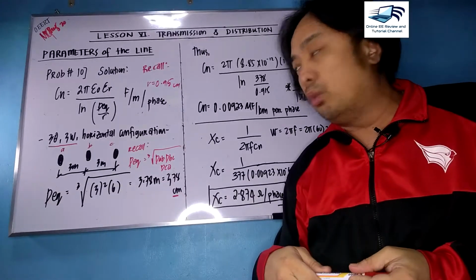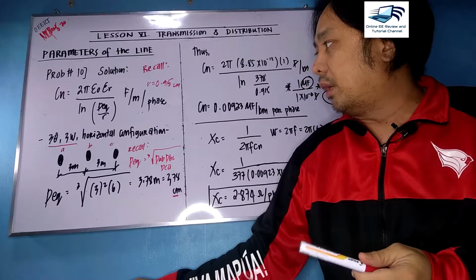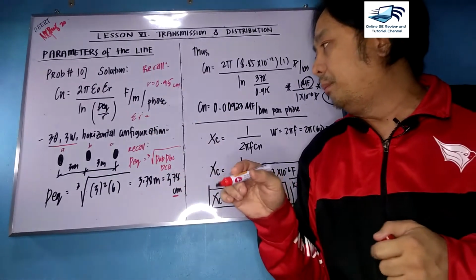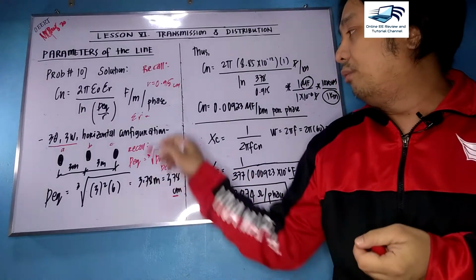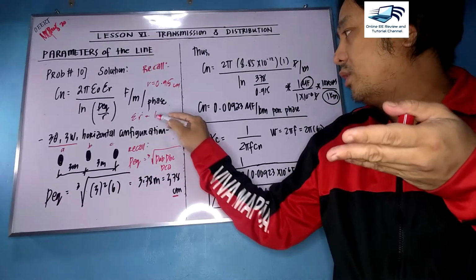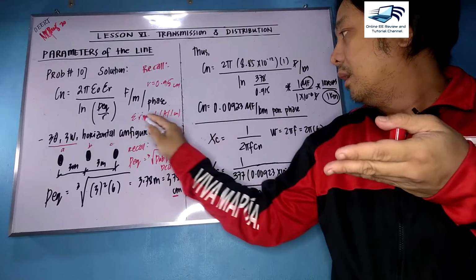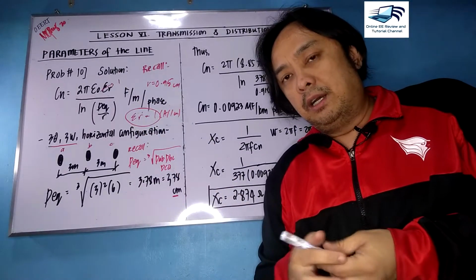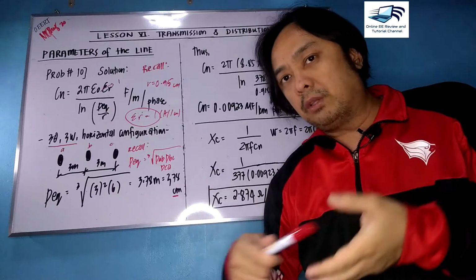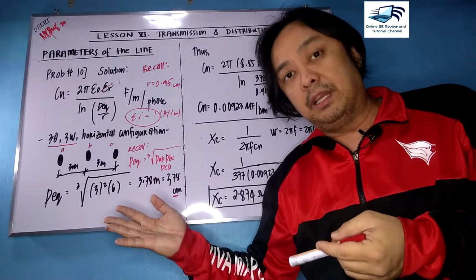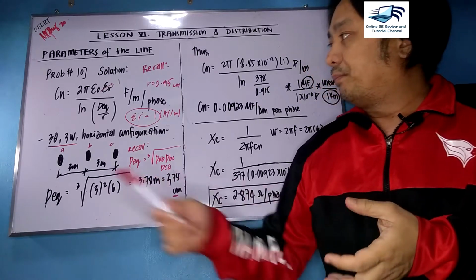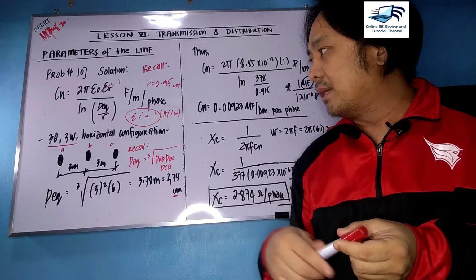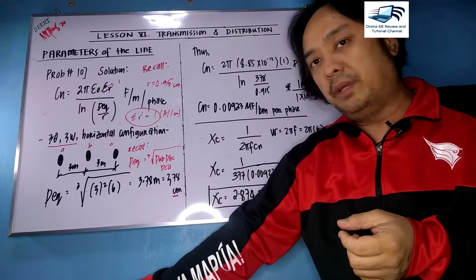So the solution is straightforward, since we already discussed this in the last few slides, that Cn is equal to 2 pi E0 ER over ln Deq over r. However, the relative permittivity of air, or aluminum rather, is 1 for aluminum or copper. So automatically, this one is equal to 1, unless your conductor is another type or another material. So 2 pi E0 over ln Deq over r, which is in terms of farad per meter per phase. And this is a 3-phase, 3-wire horizontal configuration.